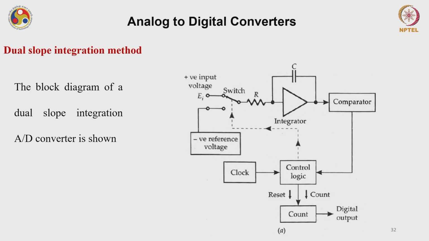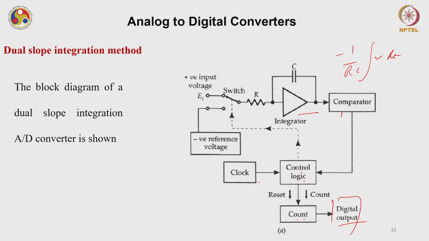The block diagram of a dual slope integration based AD converter is shown over here. Just see the different parts of this ADC. You have an op-amp based integrator. You know the output of an integrator is minus 1 by RC into integral of V dt, right? We have seen this when we were discussing the op-amp. You have a comparator over here and a control logic. The output of this control logic is connected to a counter, which can give you the digital output. This control logic is clocked.